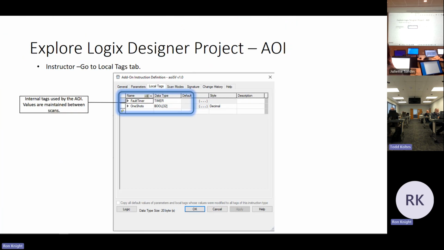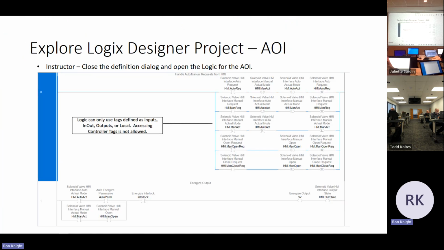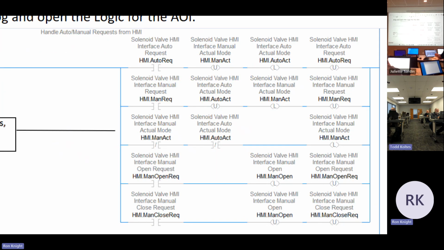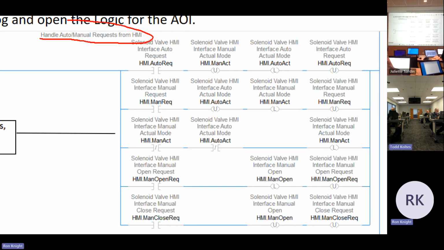Okay, we can then go and write our logic. And I'm not going to go through all the logic for the valve and the Rockwell, but we'll go through the first couple of rungs anyway. So rung 0, notice the rung comment, handle auto manual request from the HMI. That's exactly what this rung does.